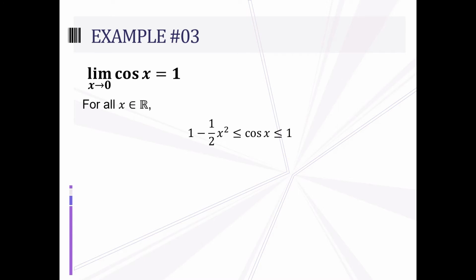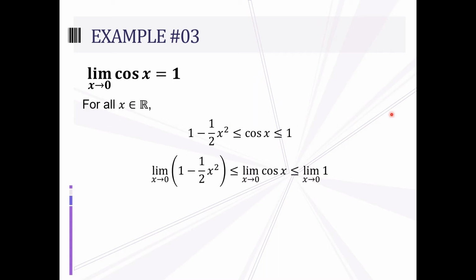Example number 3, the limit of cosine x as x approaches 0 is equal to 1. So for all x na element ng R, cos x is greater than or equal to 1 minus 1 half x squared but less than or equal to 1. So if you want to know kung paano naging ganito yung bound na to, meron akong proof dyan and kasama siya doon sa nakalink below.